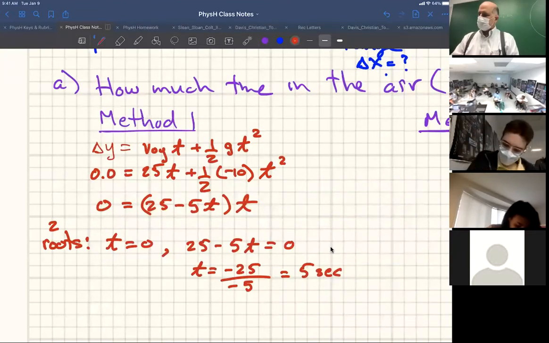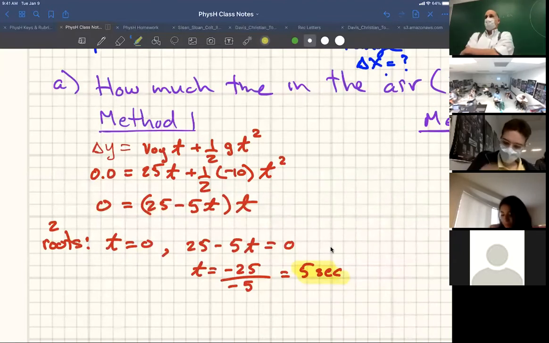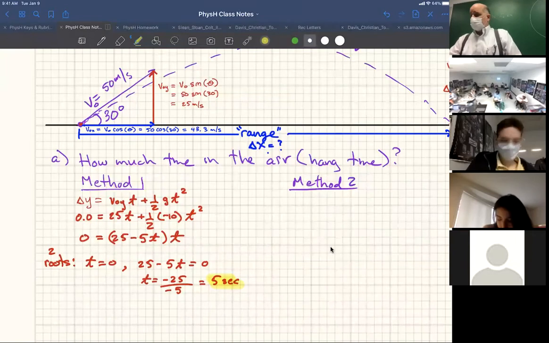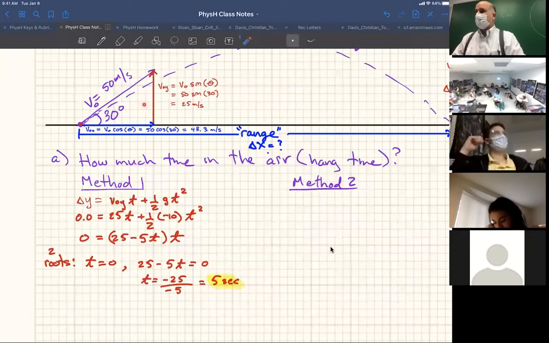So, okay, easy enough and sounds reasonable. If you drive a golf ball with these characteristics, it's going to be in the air for about 5 seconds. It's a pretty long time.